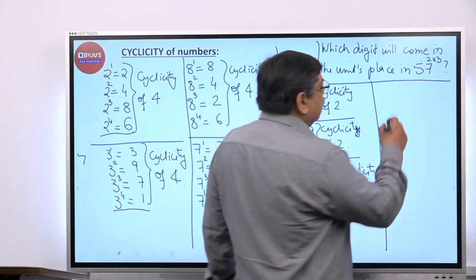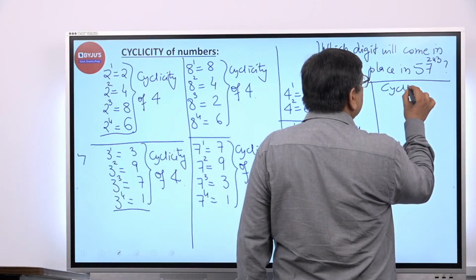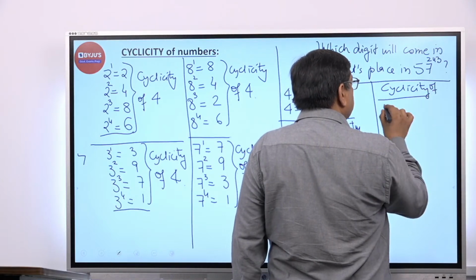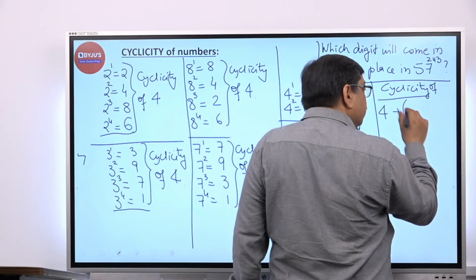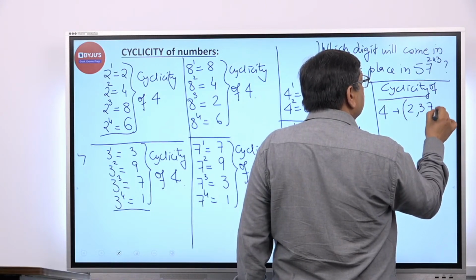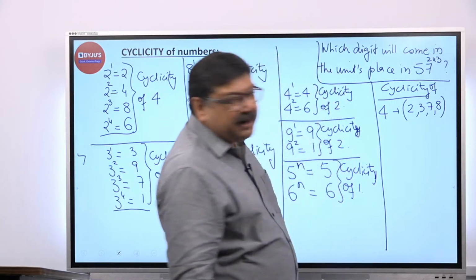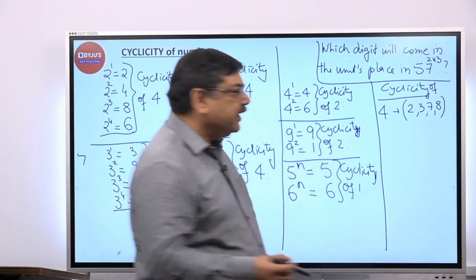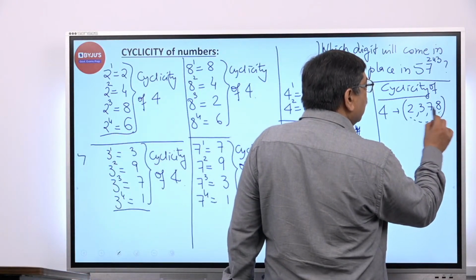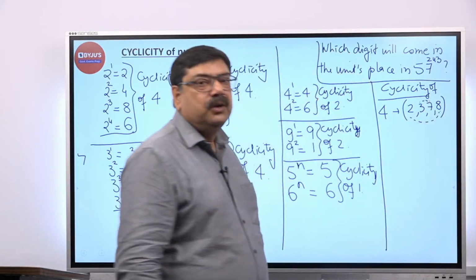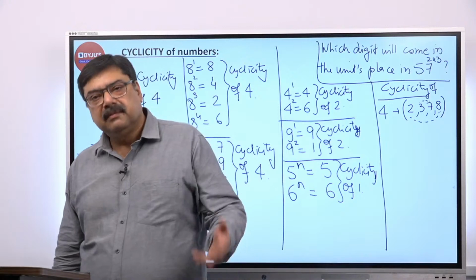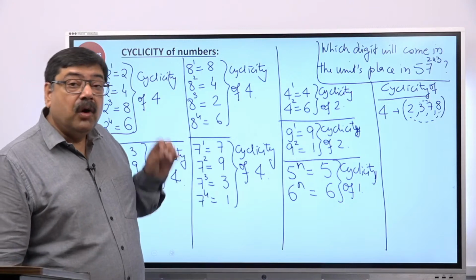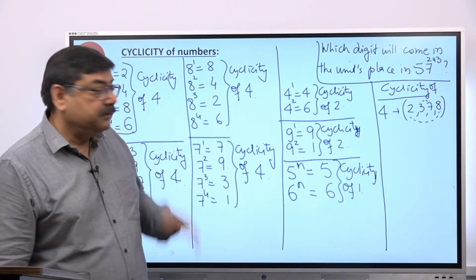All right, so I would say cyclicity of 4. Now there are 4 numbers which have cyclicity of 4. Which are those? 2, 3, 7, 8. हिंदी में याद कर लो यार 23, 78 है ना 2, 3, 7, 8. And apart from that there is another way, no? See, complements of 10. 2 plus 8 is 10, 3 plus 7 is 10. That's how it is. All right. So 2, 3, 7, 8. These 4 numbers will always have cyclicity of 4.